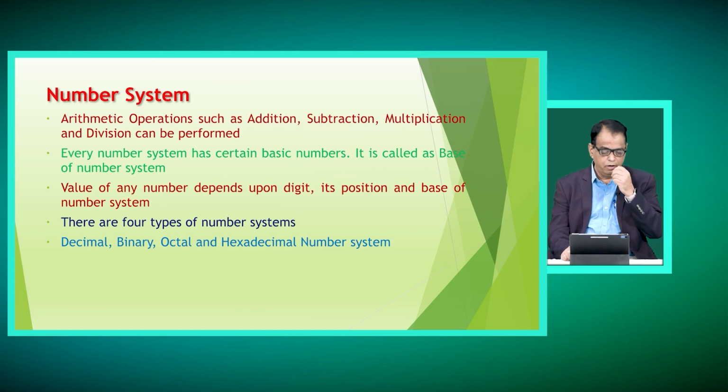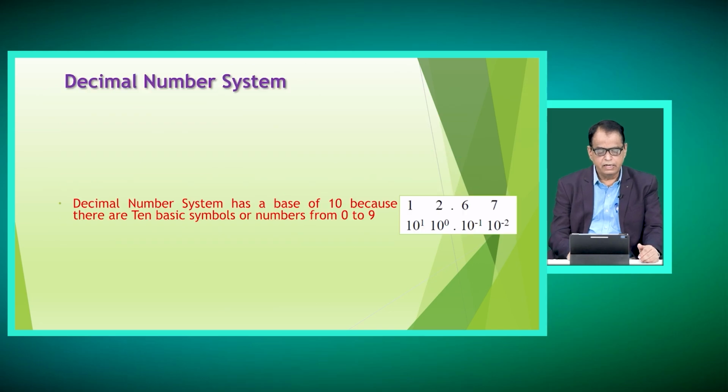So these are the 4 number systems. Decimal is used by us in our day-to-day life. Binary, we use it with computer system. Octal and hexadecimal number system also we use in electronics or computer system whenever we write some programs. So let us understand one by one.